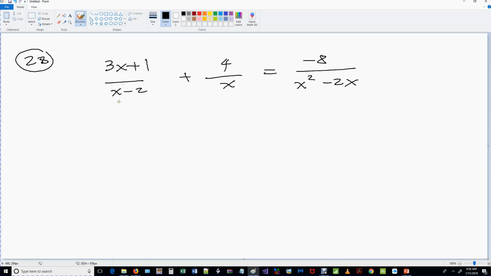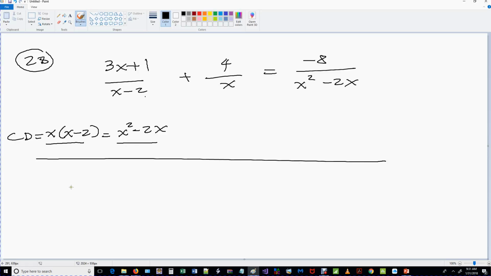Now the denominator, see, this denominator right here, the first one, is actually x minus 2. This one is x, so you will need an x and an x minus 2 for the common denominator. And the denominator for the third portion, for the right hand side, is x squared minus 2x. But if you factor out the x, you will get x minus 2. You can actually multiply: x times x is x squared, x times 2 is minus 2x. So the common denominator is x times x minus 2, which is the same denominator on the right hand side.